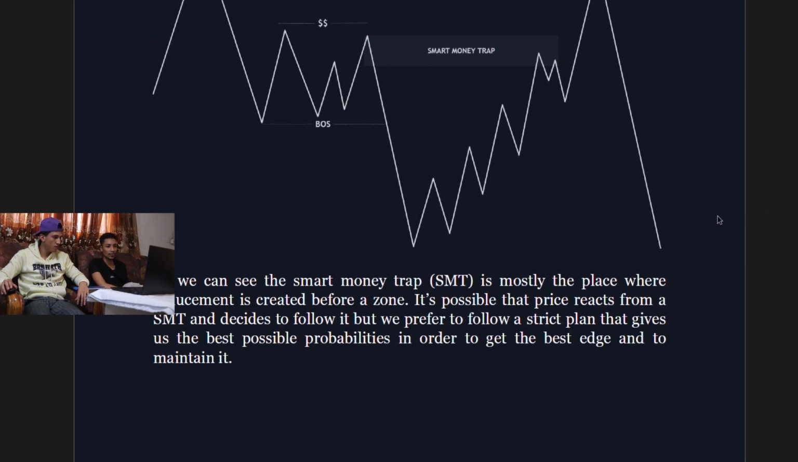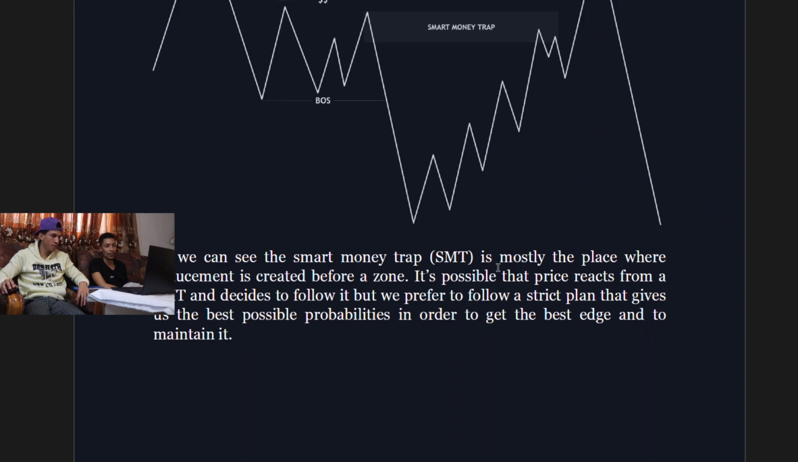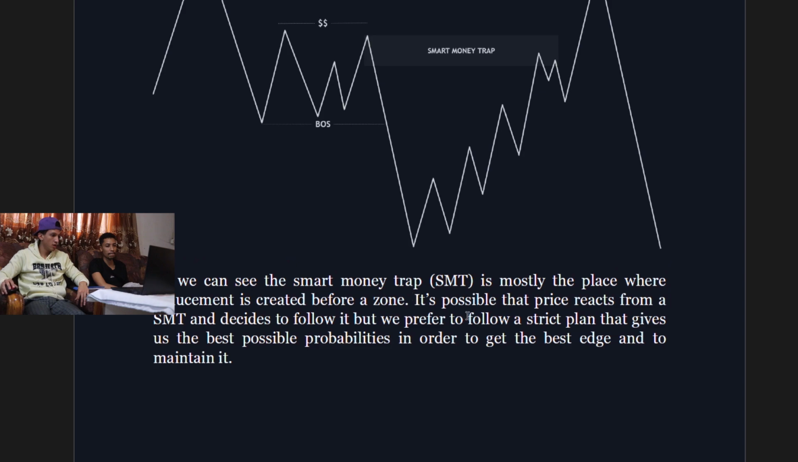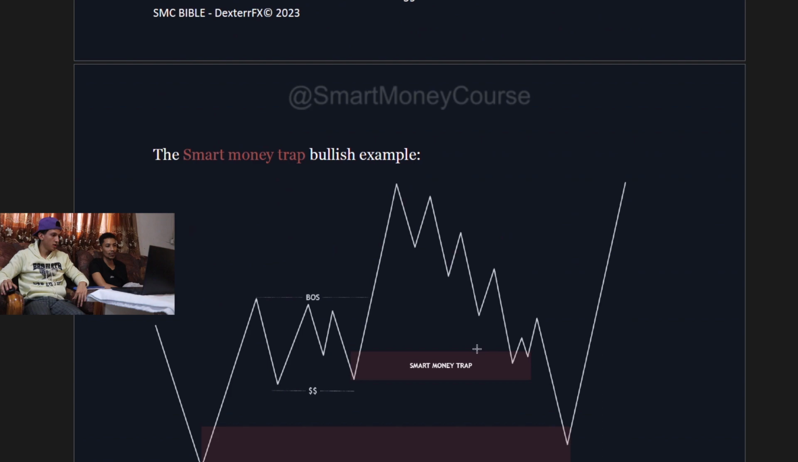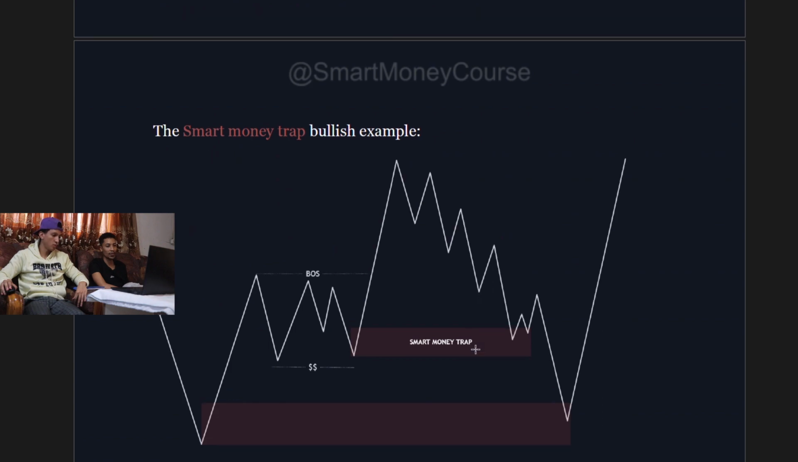Okay, as we can see, the smart money trap is mostly the place where inducement is created before your zone. It's possible that price reacts from a smart money trap and decides to follow it, but we prefer to follow the strict plan that gives us the best possible probabilities, in order to get the best edge and to maintain it. Okay, here we just have another smart money trap example, a bullish one.